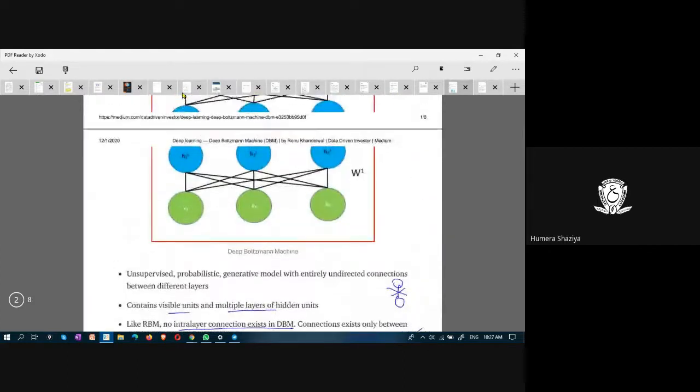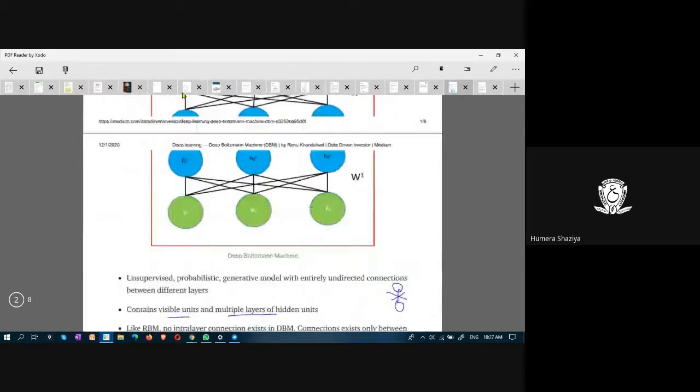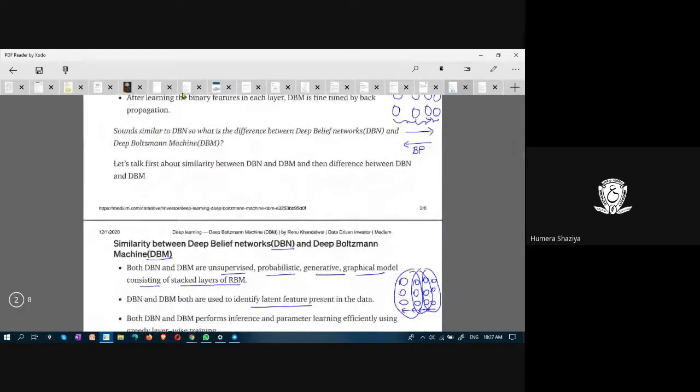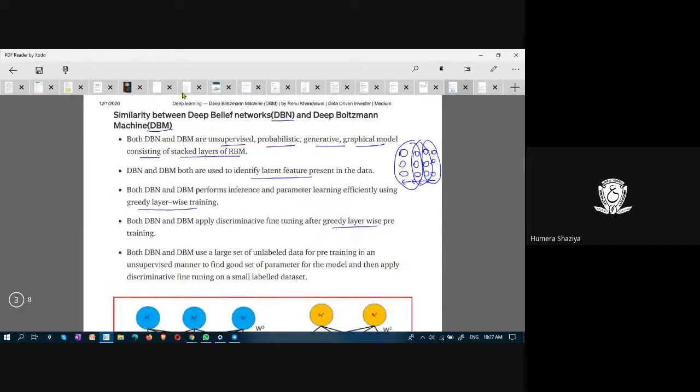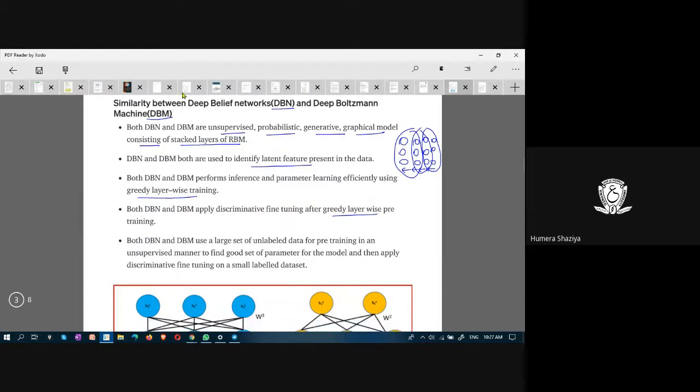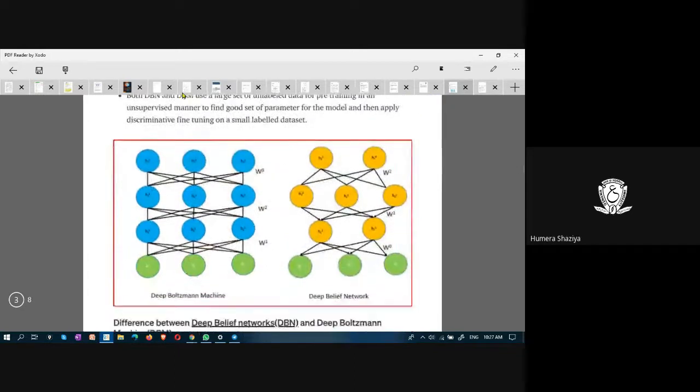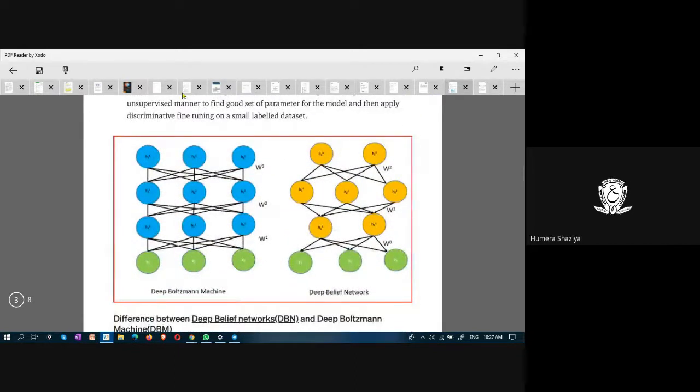We looked at the difference between DBN and DBM. DBN is a deep belief network that is also based on RBM, and deep Boltzmann machine DBM has got layers of RBM. This is DBM and this is DBN.